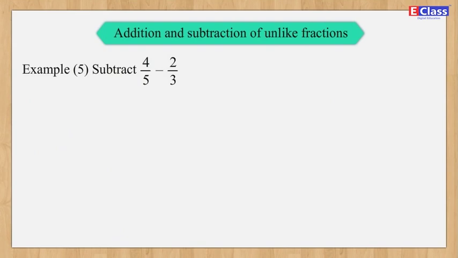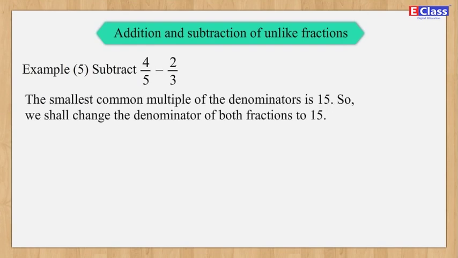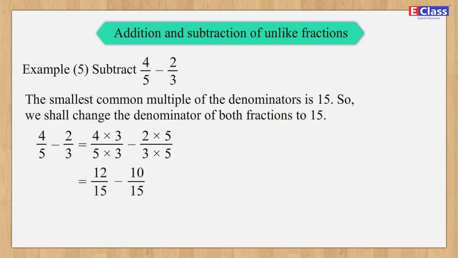Example 5. Subtract 4/5 minus 2/3. The smallest common multiple of the denominators is 15. So, we shall change the denominator of both fractions to 15. 4/5 minus 2/3 is equal to (4 multiplied by 3)/(5 multiplied by 3) minus (2 multiplied by 5)/(3 multiplied by 5), which is equal to 12/15 minus 10/15, which is equal to (12 minus 10)/15, which is equal to 2/15.